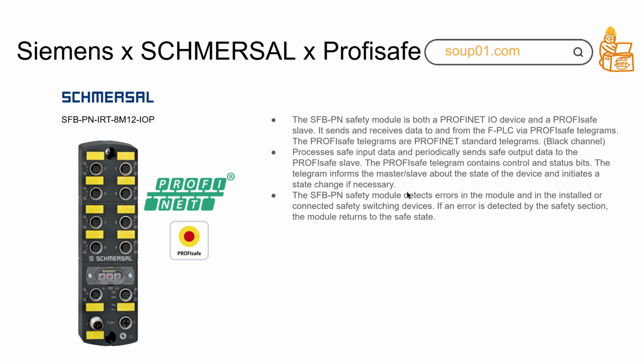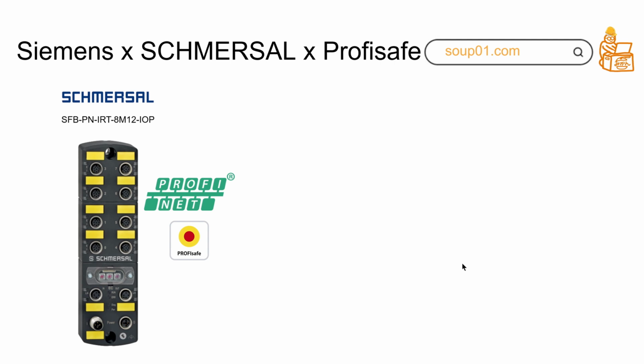As I mentioned before, it detects any errors in the module or installation for each port. For example, if there is an error on this port for the light guardian, or you may have an e-stop. If any error is detected by the safety section, the module will go to the safety status. So it's just like this.